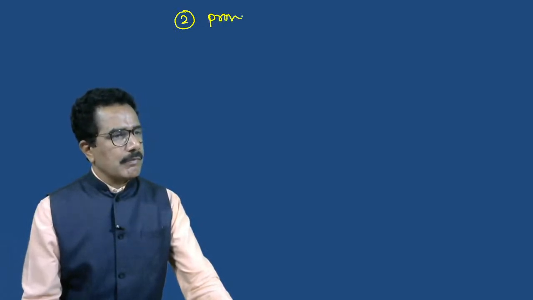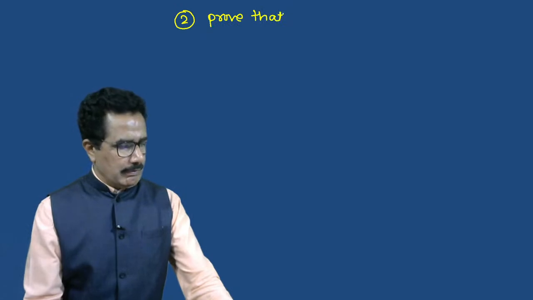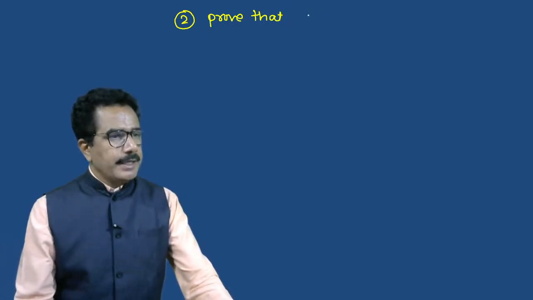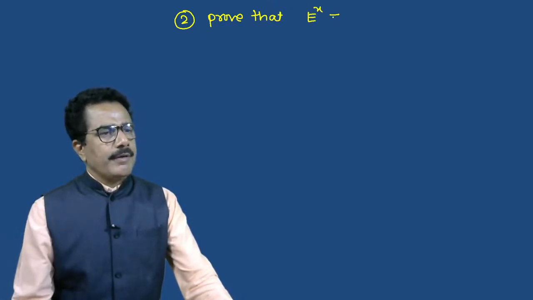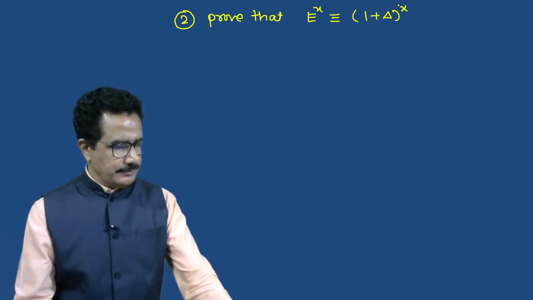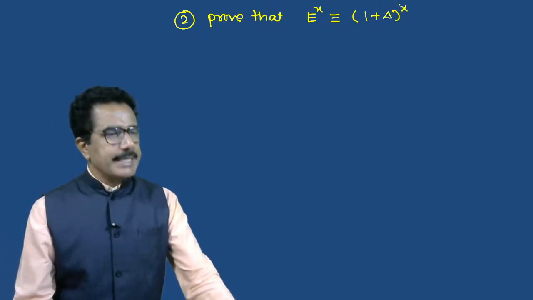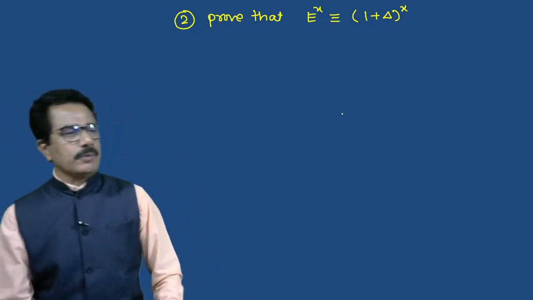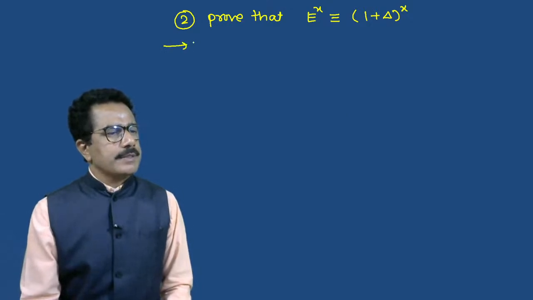Prove that E raised to x is equivalent to 1 plus delta raised to x. Now we have to prove this result, the second result which we have to prove. See this.